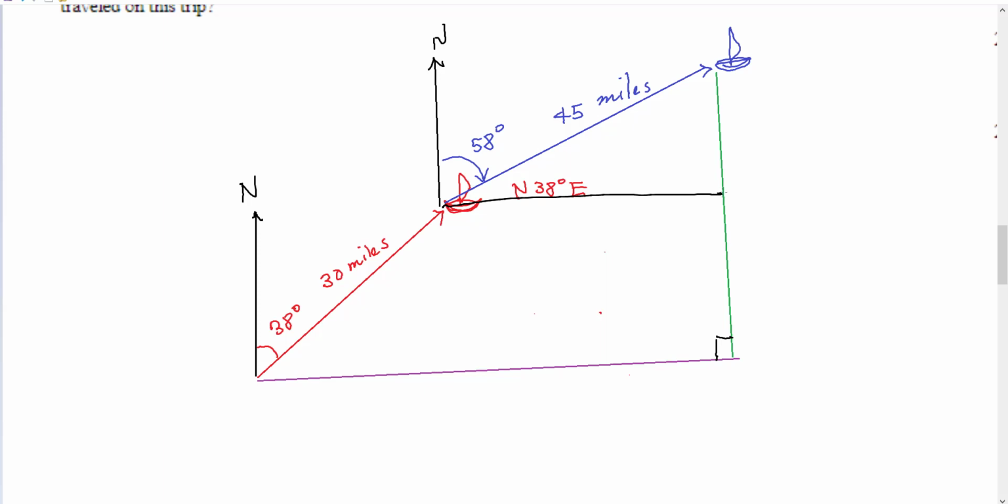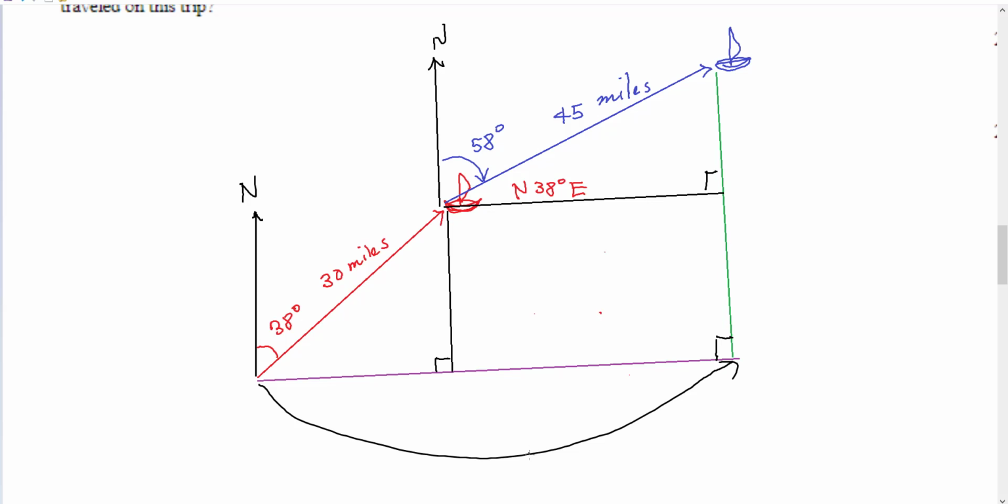One over here, and then another one is over here. So I have two right triangles, this one and this one. This one is the total east distance that the boat traveled, and this distance right here is the total north distance.